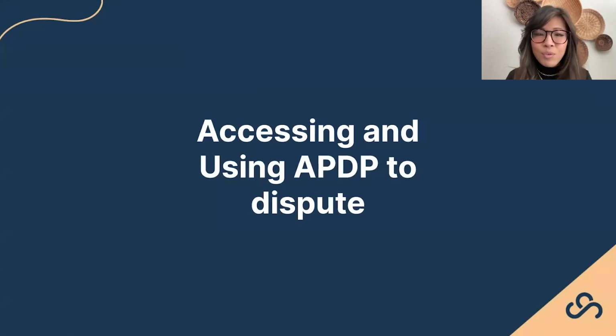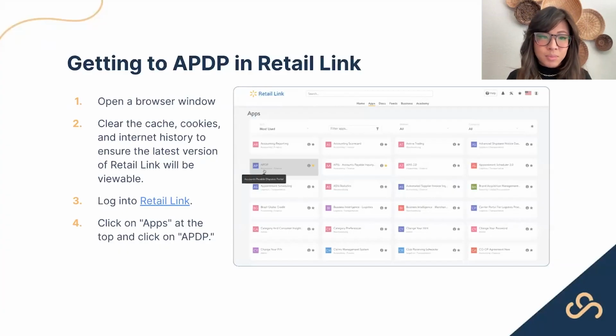But moving on to accessing and using APDP to actually submit disputes. As I mentioned earlier, if you're following along and want to get to the APDP app in Retail Link, you just need to go to the apps page here. Then you should be able to search for APDP and it should show up. A pro tip, if you're new to Retail Link or new to Walmart: if you hit the star button next to any of the apps, that will favorite it, and it will show up on your homepage, so you're not having to search for it every single time.